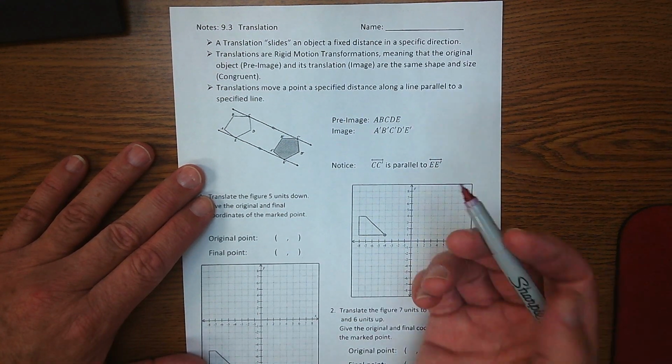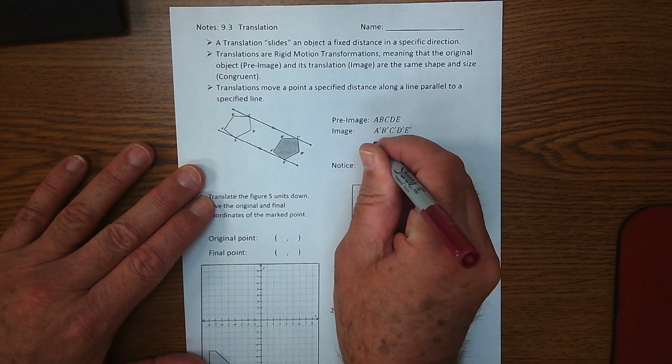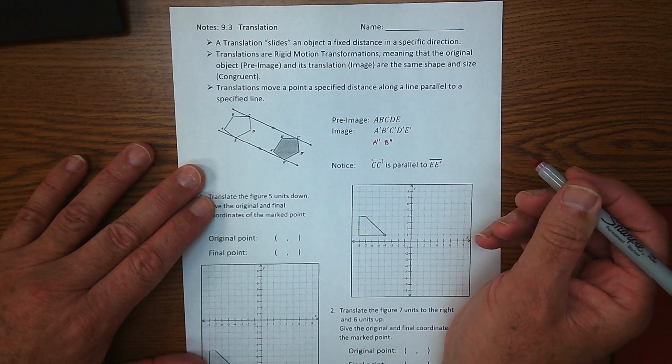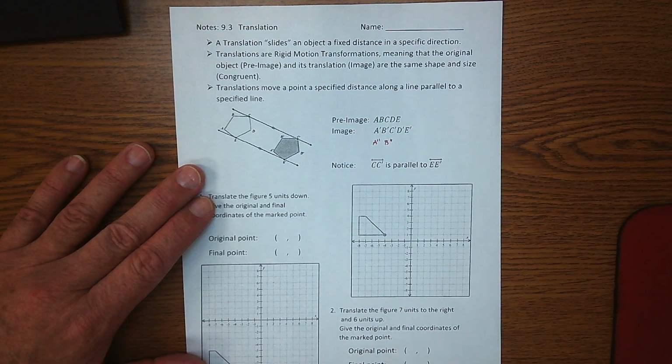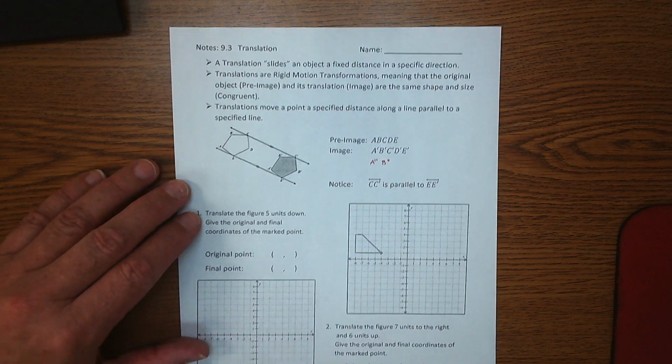So if we move it a second time, then we do A double prime or B double prime. That's a second move. So anytime you move a thing, you put a prime on there. All right, so let's go try one of these.